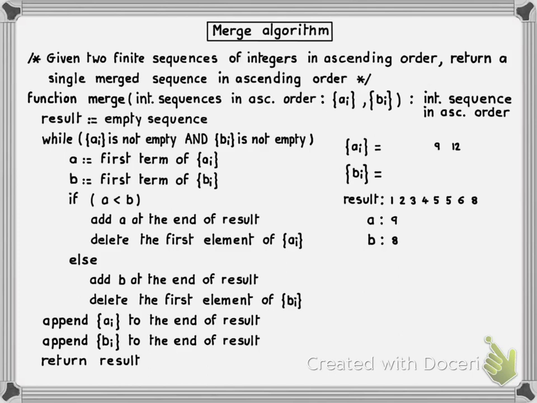Now when we get to the top of the while loop, notice the second sequence is empty. Therefore, this condition is false. We exit the while loop, and we're down to this line. This line says we should append the remaining terms in the first sequence, namely 9 and 12, to result. Then we should append the remaining terms of b sub I to result. There's no such element, so we append the empty sequence. And then we're done. The merged sequence is in result, and we can return it.